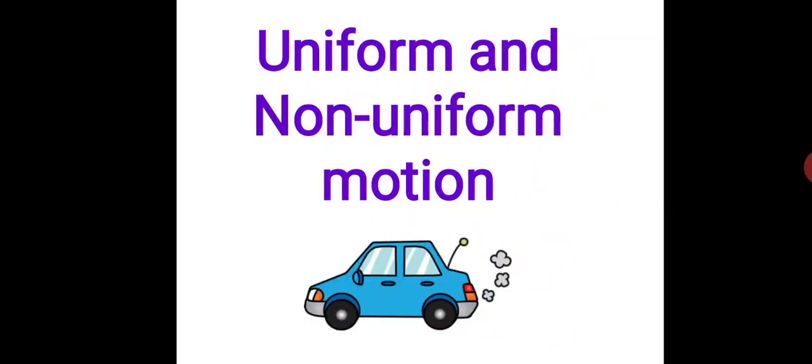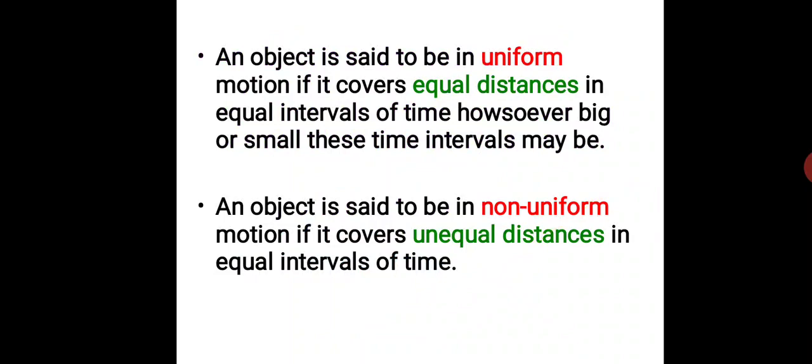Next we have another 2 types. One is uniform, the other is non-uniform motion. Let us see them one by one. Uniform motion: an object is said to be in uniform motion if it covers equal distances in equal intervals of time, howsoever big or small these time intervals may be. It will cover equal distance. For example, 20 kilometers for every 1 hour. If it is so, then we call it uniform motion.